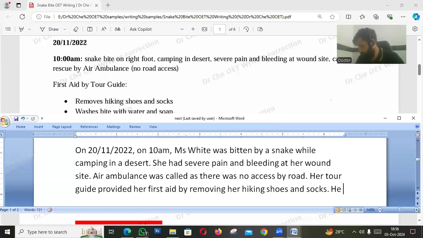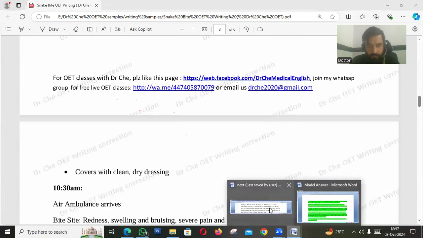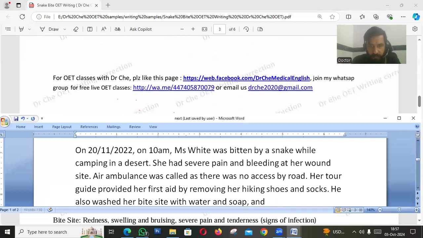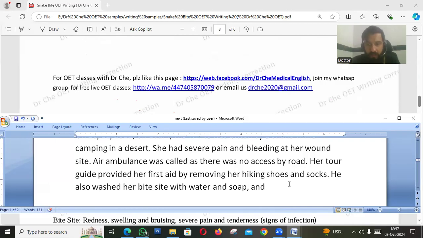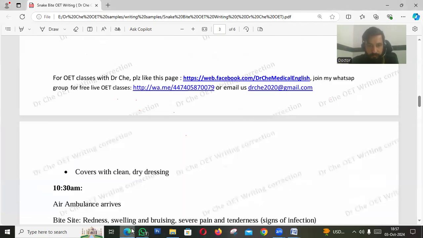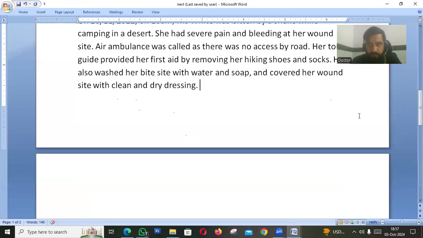Okay, so he also washed her bite side with water and soap. And what is the last thing? Covered with dry and clean dressing. Just we can continue here. And just write a good sentence because you're not going to write very short sentences also, okay? So join this information together and covered her wound site with clean and dry dressing, okay? Good.